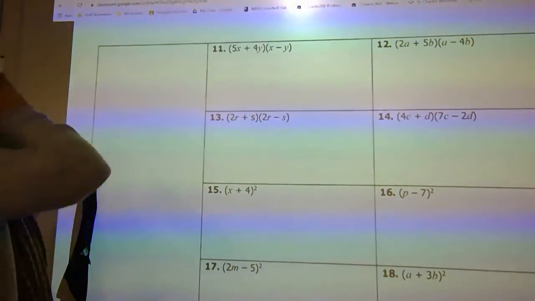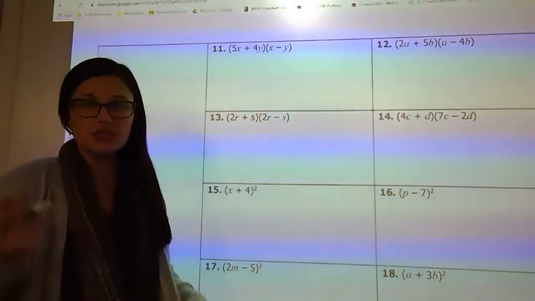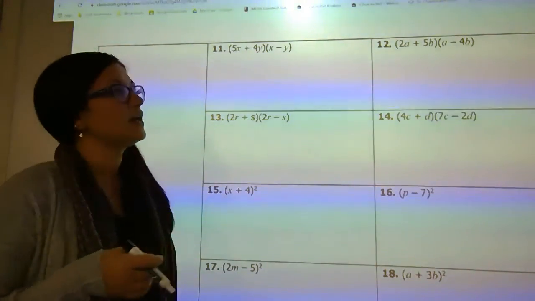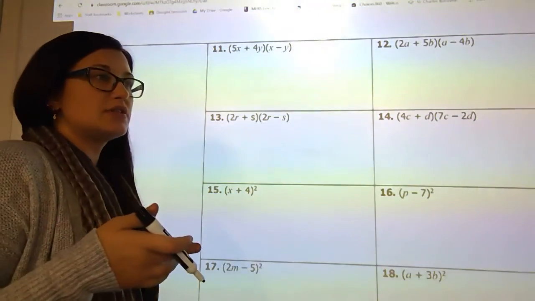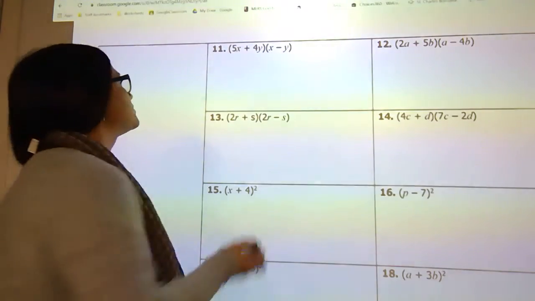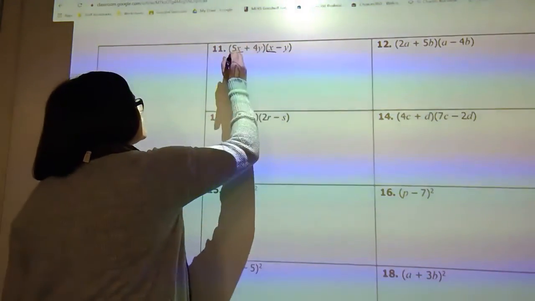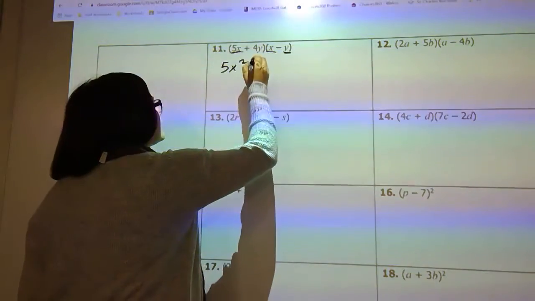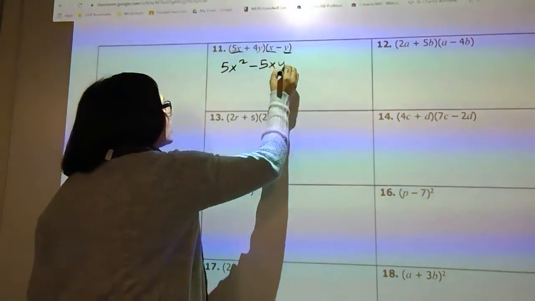Okay, number 11, we got x's and y's. We can still do it. We're just going to only add the exponents with the common base. So 5x times x is 5x squared. 5x times negative y is a negative 5xy.